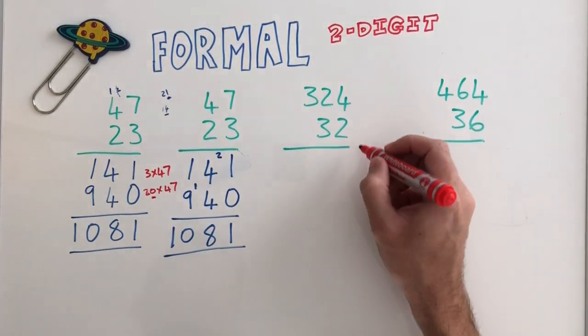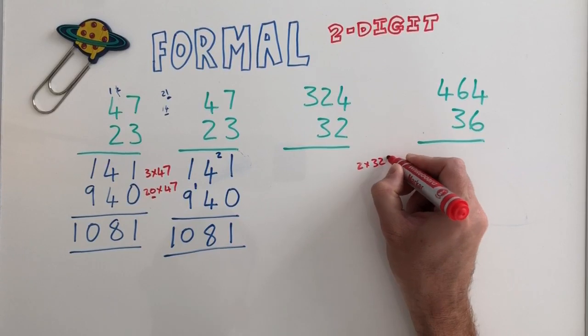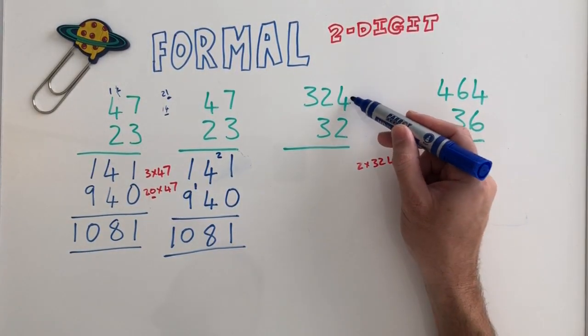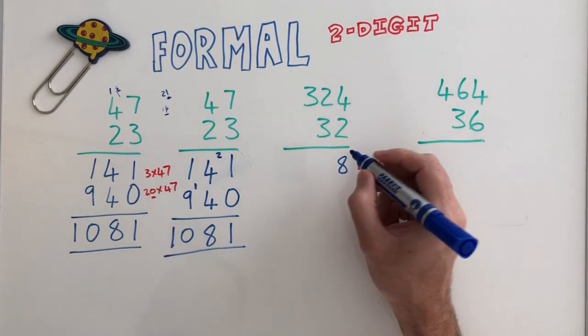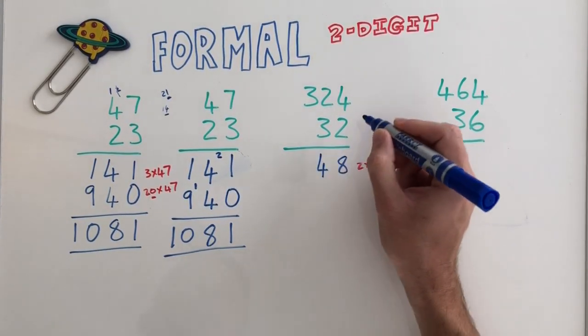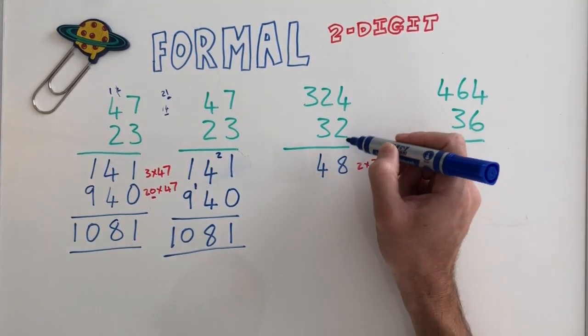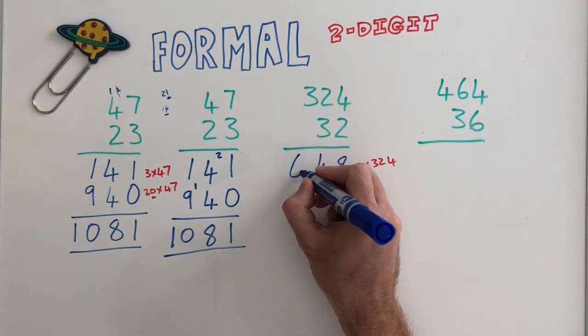So in the first case, we're going to do 2 times 3 2 4. So we're going to start easy. 2 times 4 is 8. 2 times 2 is 4. Well, you know it's 2 times 20, that's why it's 40. But yeah, 2 times 2 is 4. And 2 times 3 is going to be 6.